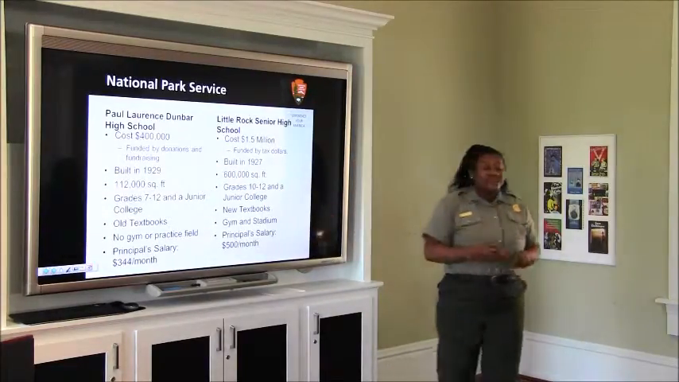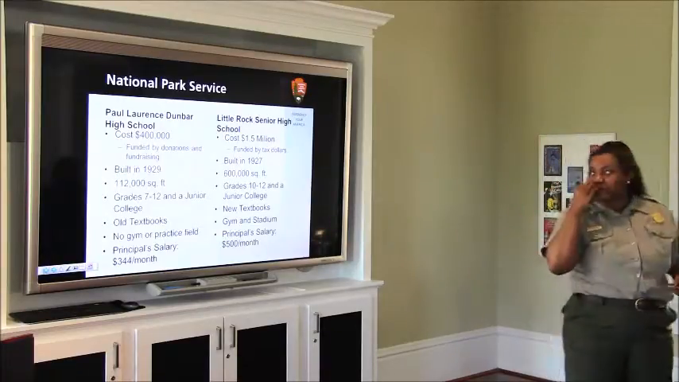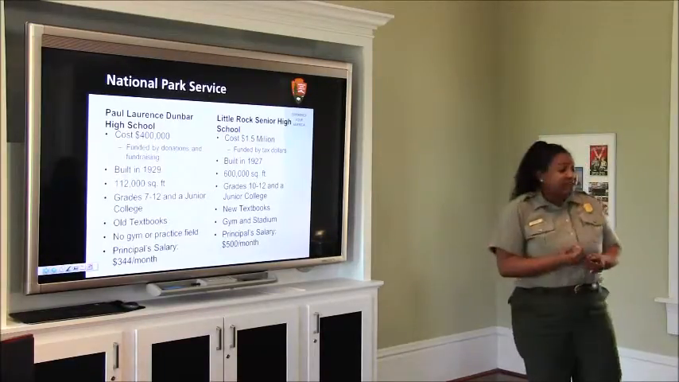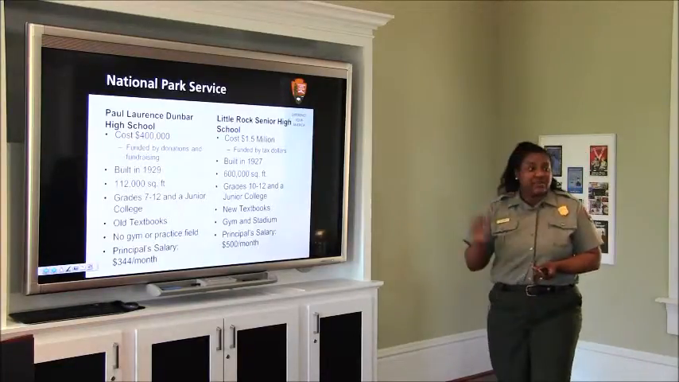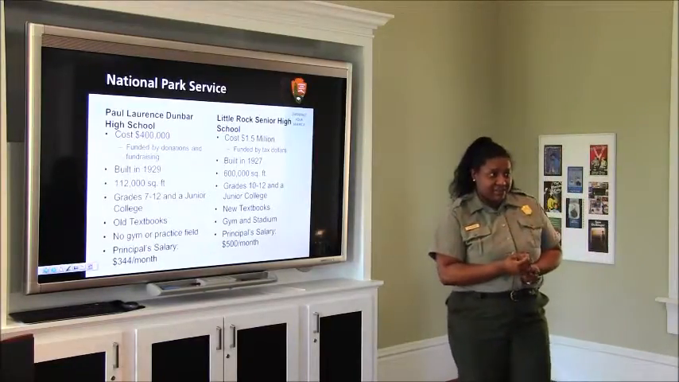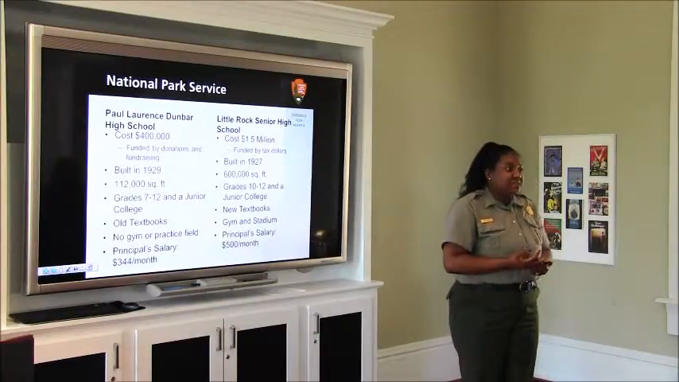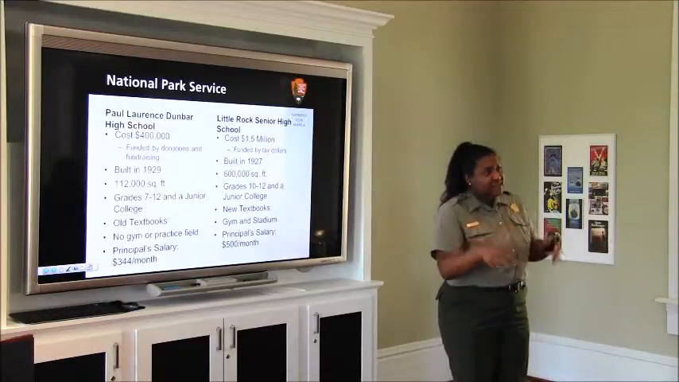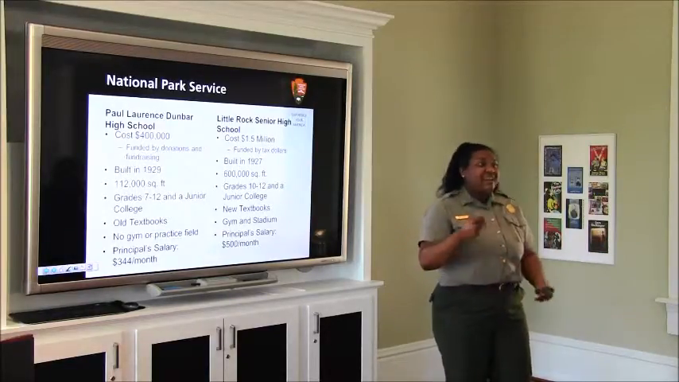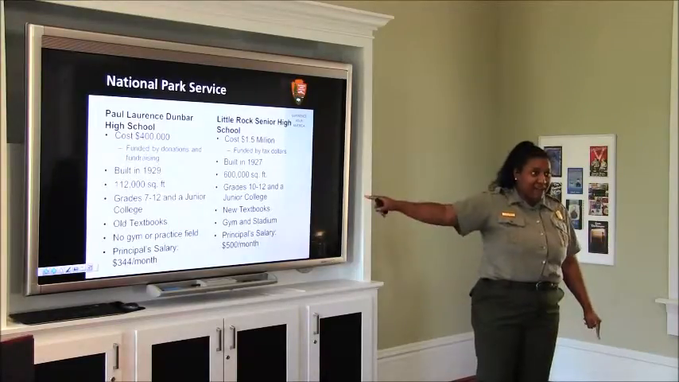Now, Central is 600,000 square feet if you accommodate all the floors of the building. Dunbar is only 112,000 square feet. Dunbar has grades 7 through 12 and a junior college inside. Dunbar was considered the finest Negro high school in the state of Arkansas. So children from all over the state came to Dunbar. They put room and board at churches so they could attend this great high school.